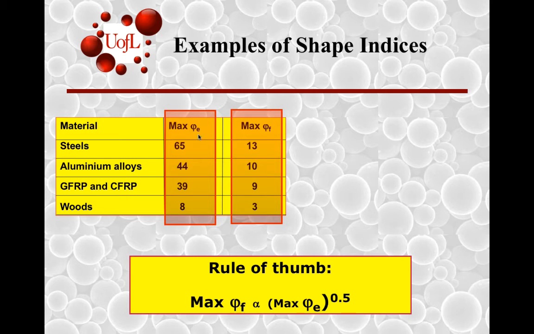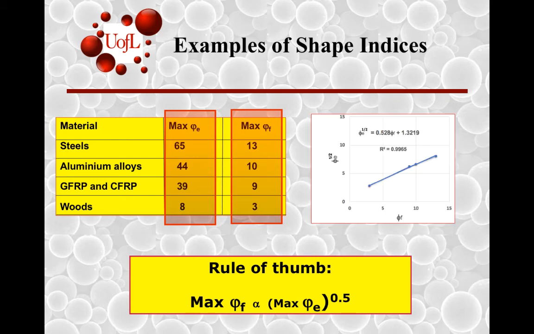Now if you look at this, square root of 65 is roughly 8 point something, and so it's not exactly the same. Square root of 8 is about 3. If you plot square root of phi e as one way to estimate these numbers, against phi f that is actually reported, so square root of the first column term plotted against this term, it turns out to be a straight line with an r square over 99.7. That means there's a very good correlation between these two terms.